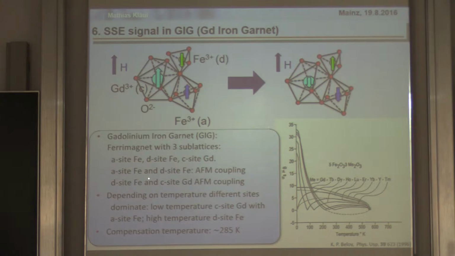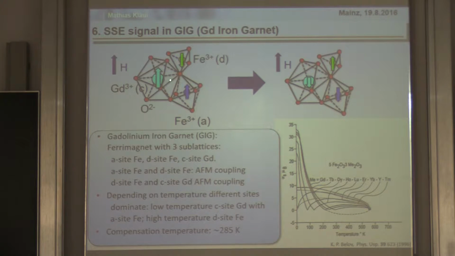The A side and the D side iron couple antiferromagnetically, just as in YIG. And the C side gadolinium and the D side iron also couple antiferromagnetically. So you have, in the end, three different exchange couplings, and the important ones are the A-D and the C-D couplings. Now, depending on the temperature, different sides can dominate. At low temperature, the gadolinium orders and has a very large moment. But at high temperature, it's really the D side iron that orders.